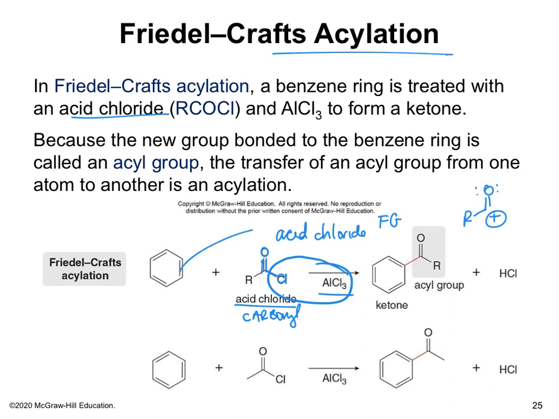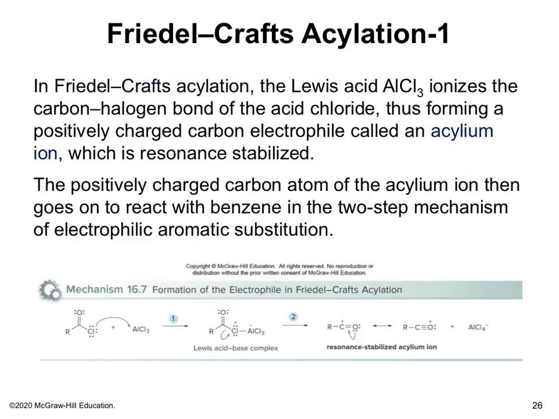And it is that electrophile that then gets added to the aromatic ring. And now you get a new acyl group. What's nice about this is you don't have rearrangements because this is not a carbocation, so there's no rearrangement. This is showing you how to generate your electrophile.